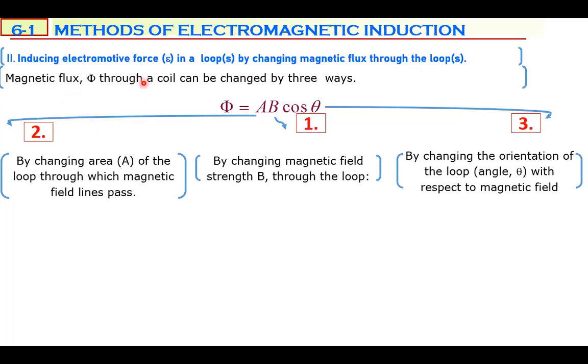So magnetic flux through a coil or a loop can be changed in three ways. How do we know? Because according to the equation of magnetic flux, A times B times cosine theta, A can be changed, B can be changed, or theta can be changed. So then we can change the magnetic flux. One of them is changing the B, which is the change in magnetic field strength B through the loop. Second one is changing the area of the loop through which magnetic field lines pass. Third one is changing the angle, which is the orientation of the loop with respect to the magnetic field. So now we will study this one by one.